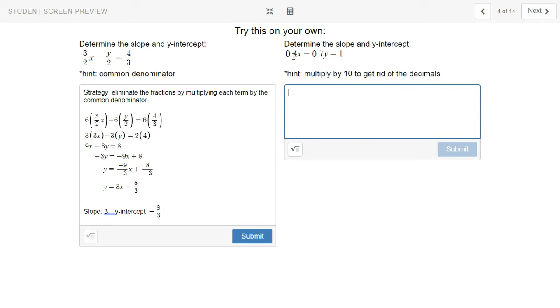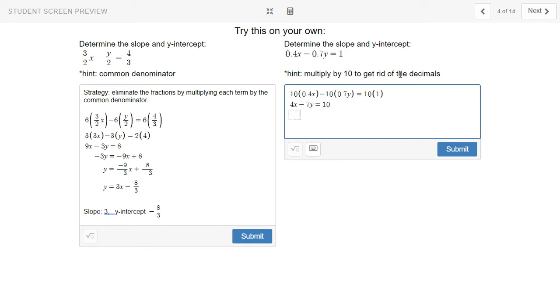Now, sometimes we're given this in decimals. And if I have a decimal that is terminal, I can always multiply it by a 10 to get rid of the decimals. So if I multiply each term by 10, I won't have decimals anymore because we're moving everything by one decimal spot. All right, 10 times 0.4x minus 10 times 0.7y is equal to 10 times 1. We have 4x minus 7y is equal to 10.